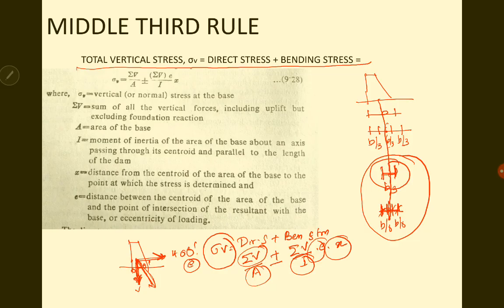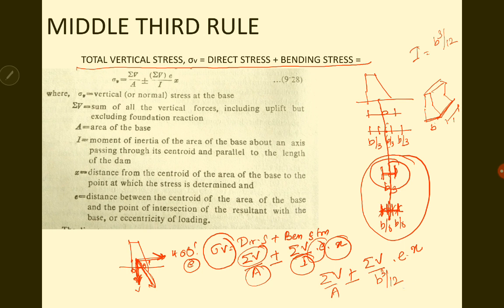Now we will see this equation. We can rewrite it as sigma V by A plus or minus sigma V by I. What is this I value? I will be equal to B cube by 12, isn't it? For the sake of analysis, you will be considering a dam of unit length. So the area will be B, and D is equal to 1. So you can say that I is equal to B D cube by 12, or in this particular case B cube by 12, into eccentricity into X, right?